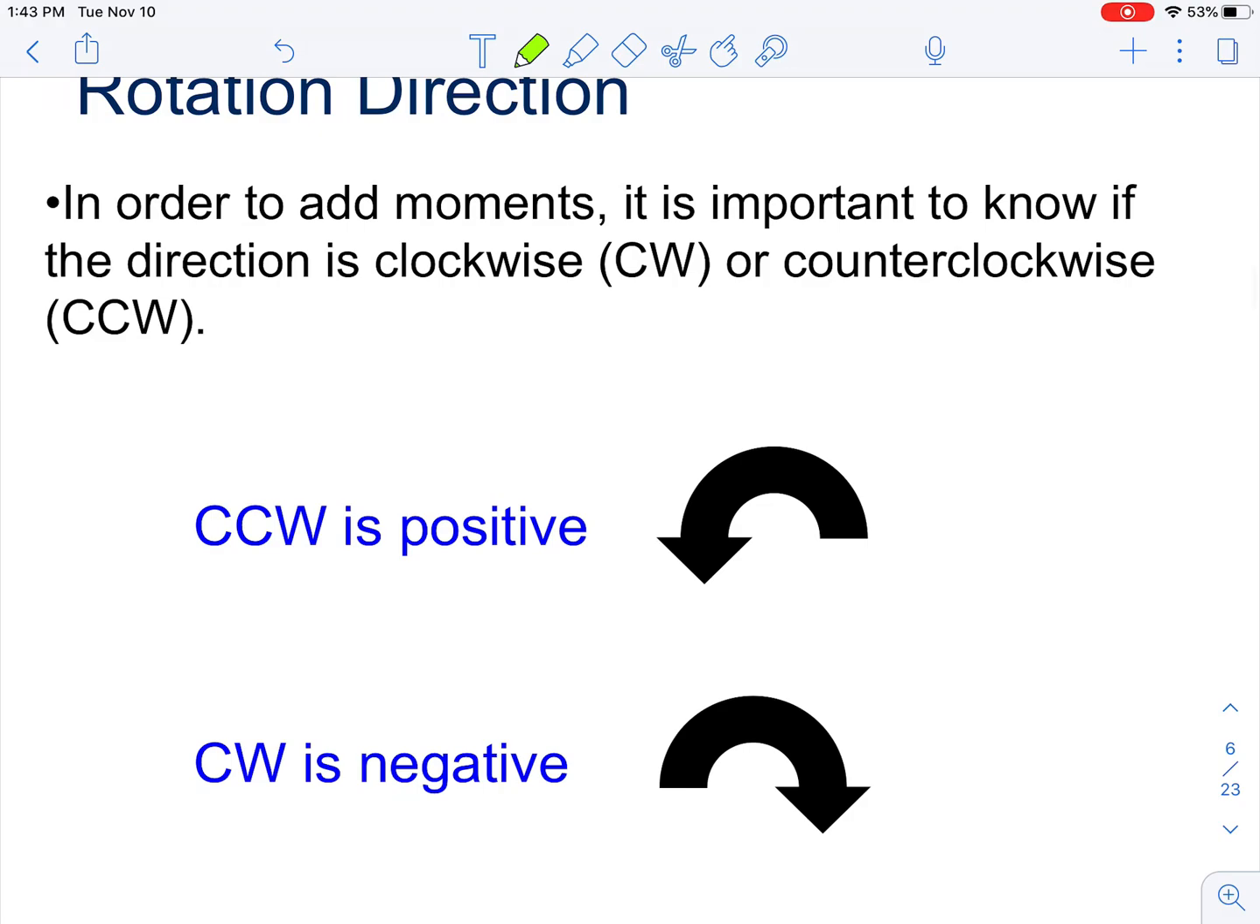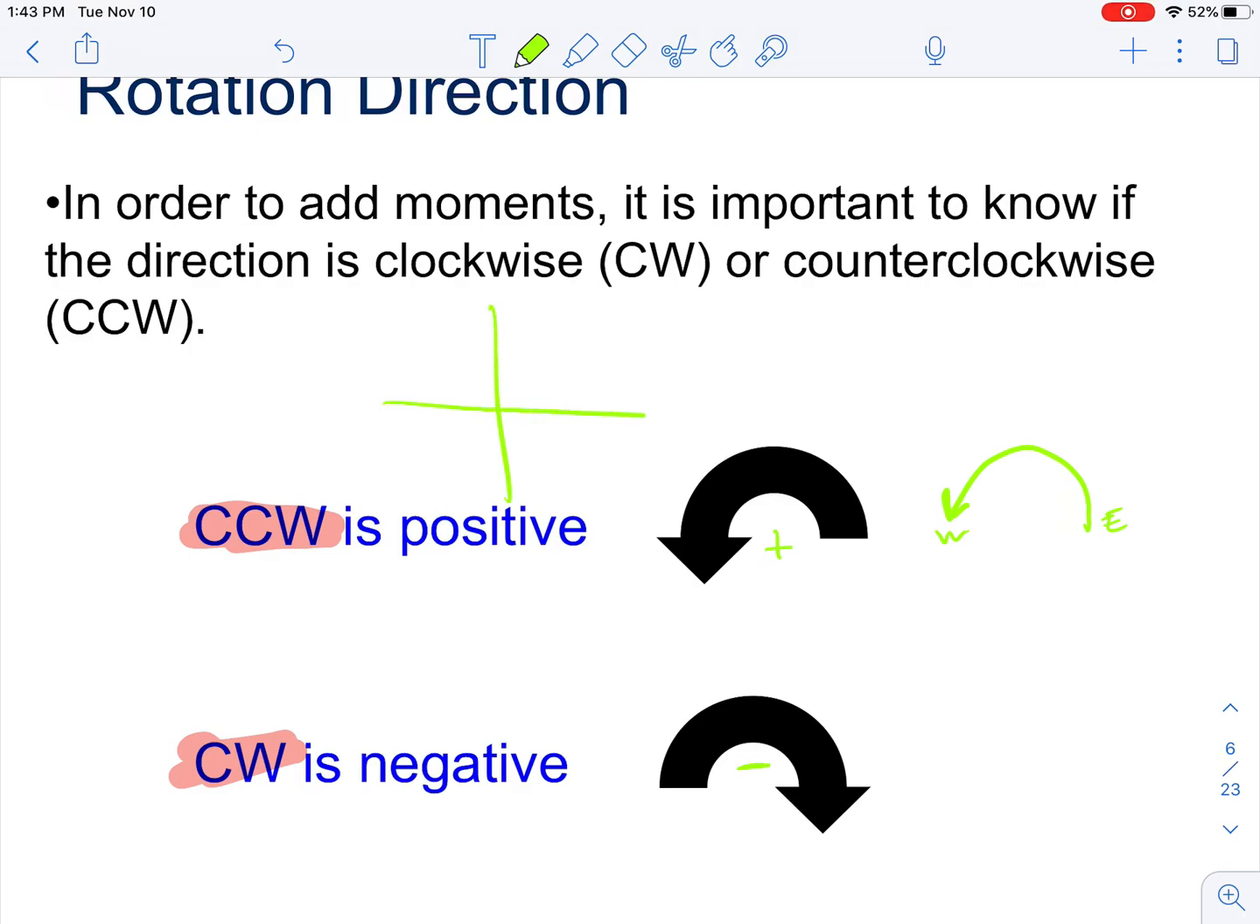This is the key. There's a right-hand rule, but really, if the moment causes a counterclockwise rotation, it's positive. It's called a positive moment. And if it's clockwise, it's negative. Now, if you're wondering why, it seems a little backwards because of a clock, right? The way I think of it is the sun rises in the east to the west, right?